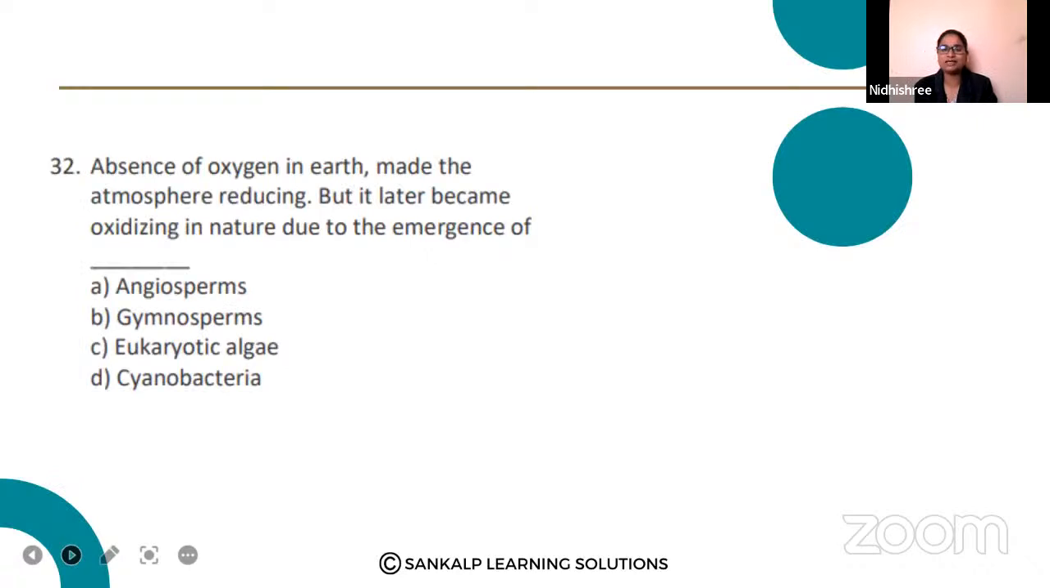Absence of oxygen in Earth made the atmosphere reducing, but it later became oxidizing in nature due to the emergence of option A, angiosperm, option B, gymnosperm, option C, eukaryotic algae, option D, cyanobacteria.